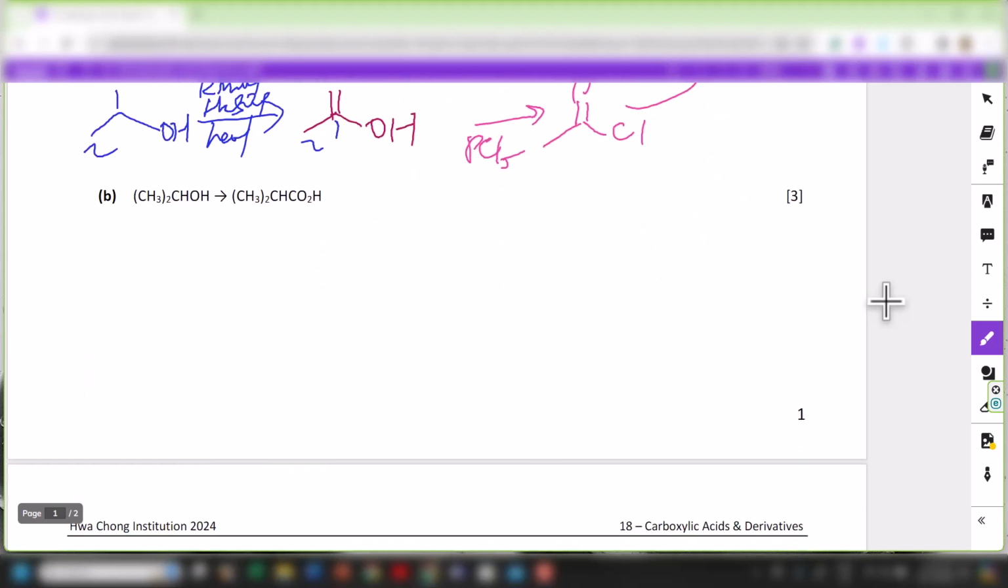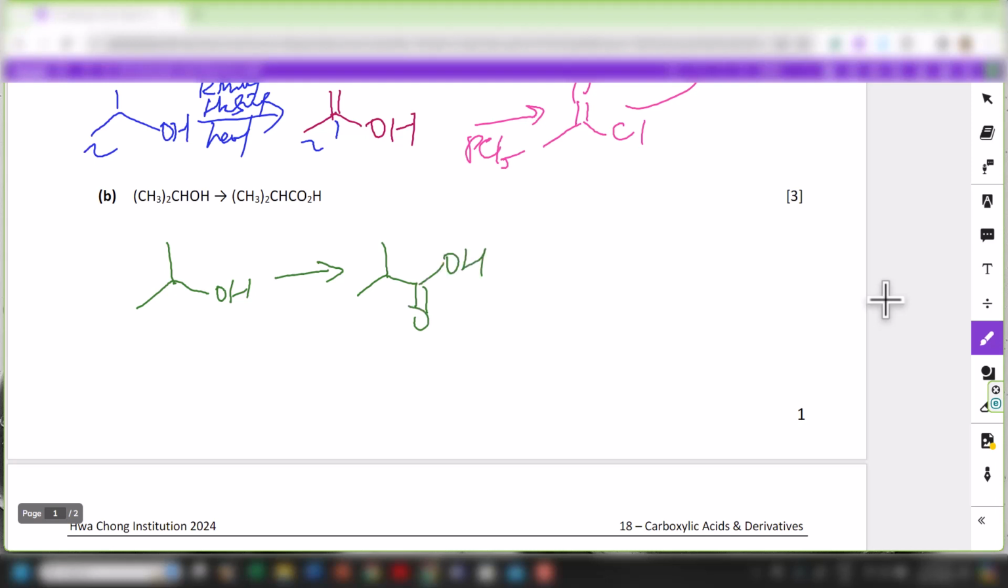Okay, then for part B, I'm just going to sketch out the skeletal. We're going to have something like this, and then a CH and an OH. This is a starting material, propan-2-ol. After that, I'm going to end up with something like this and a carboxylic acid.